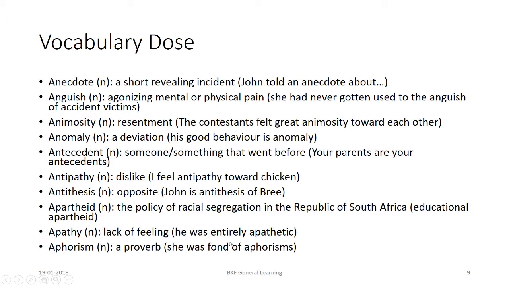Next word is apathy, which is a noun. It means lack of feeling. He was entirely apathetic. Next word is aphorism. It's a noun. It means a proverb. She was fond of aphorisms.